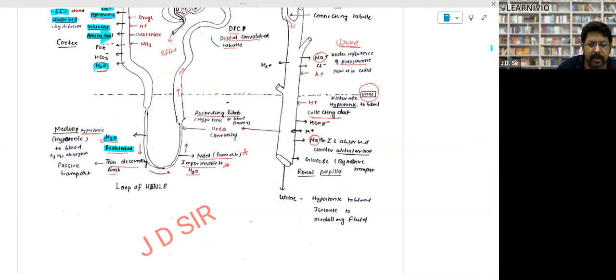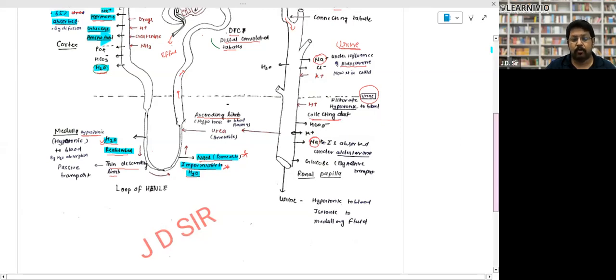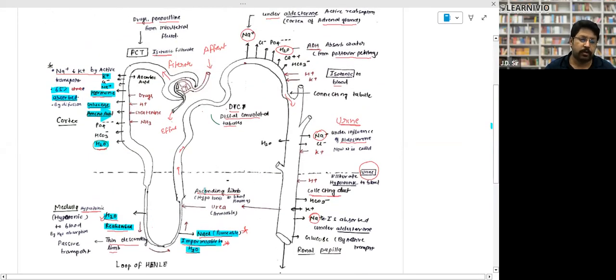Now the very important ascending limb. Very important: the ascending limb is impermeable to water. This is a question. The descending limb is permeable to water, but the ascending limb is impermeable to water, but permeable to NaCl, right? That you need to remember. It is permeable to NaCl and urea. Now the filtrate will go up in the ascending limb of the nephron.